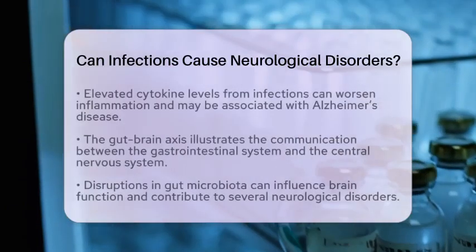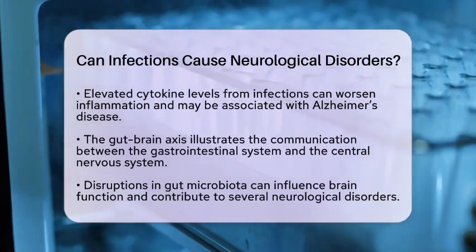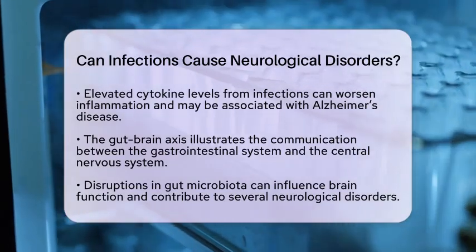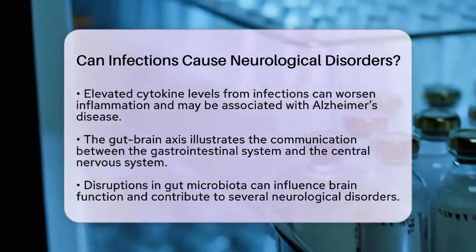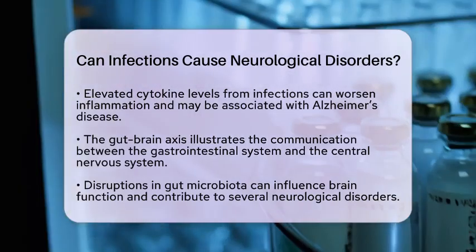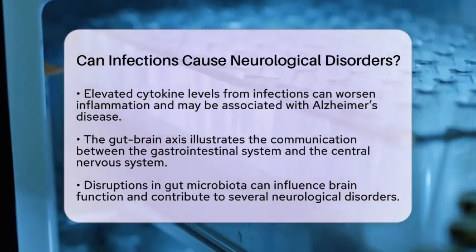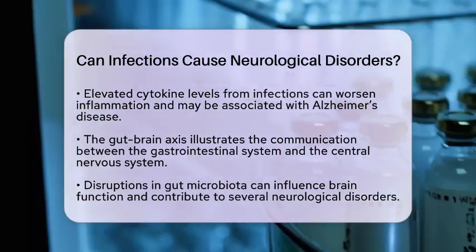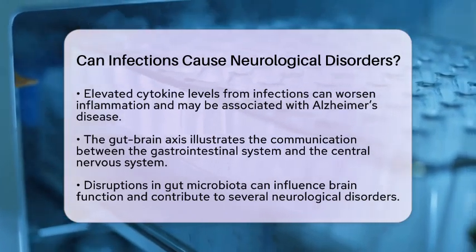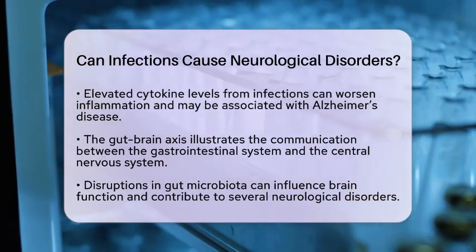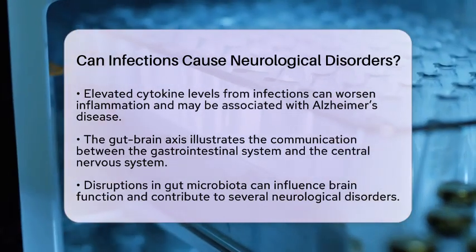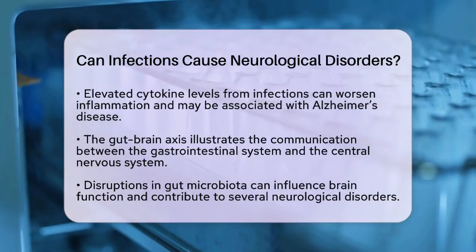Another interesting area of research involves the gut-brain axis, which refers to the communication between our gastrointestinal system and the central nervous system. The balance of gut microbiota can significantly influence brain function and neurological health. Disruptions in gut bacteria, whether due to infections or other factors, can affect neuroinflammation and neurotransmitter production. This may have implications for diseases such as Parkinson's, Alzheimer's, multiple sclerosis, and even autism spectrum disorder.